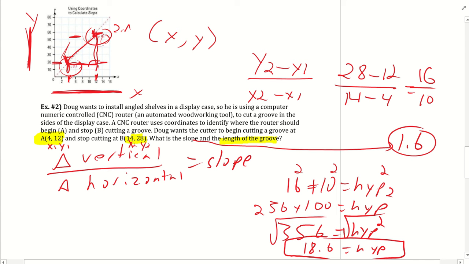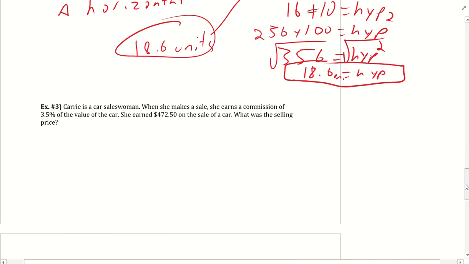And it doesn't say again whether it was inches or meters, so I would have to put units on there. So that's 18.6 units would be the length of the groove. So the slope is 1.6 and the length of the groove would be 18.6 units. Some good math going, and I really hope that helps you put things together. It's a good example.